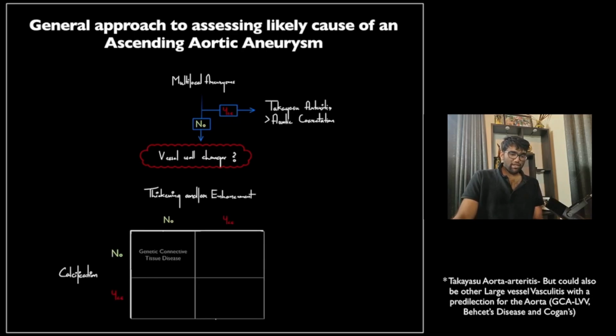If neither is present, then it's most likely a genetic connective tissue disorder. If only thickening is present, then it may be an infection or it may be a non-infectious inflammatory disorder such as Takayasu and other giant cell arteritis, as well as atherosclerosis. Now, when it comes to calcification without thickening, that is naturally atherosclerosis. And if both are present, then it can be atherosclerosis, a large vessel vasculitis, or syphilis.